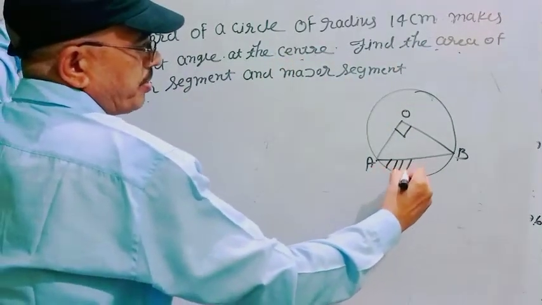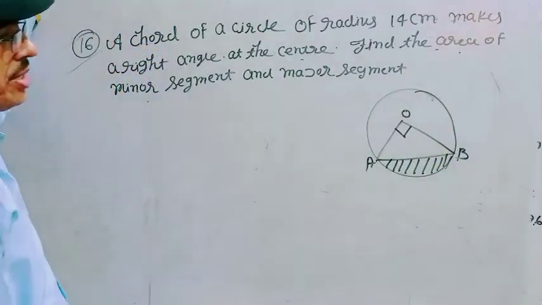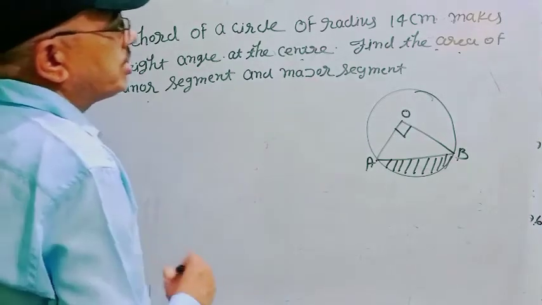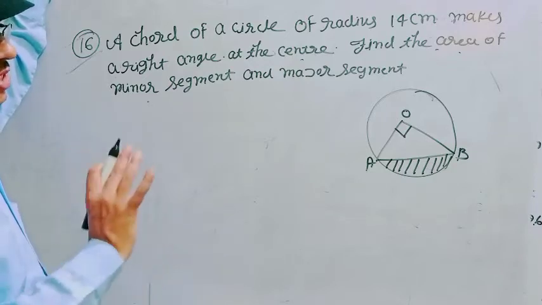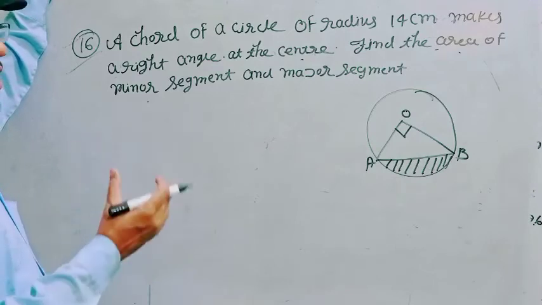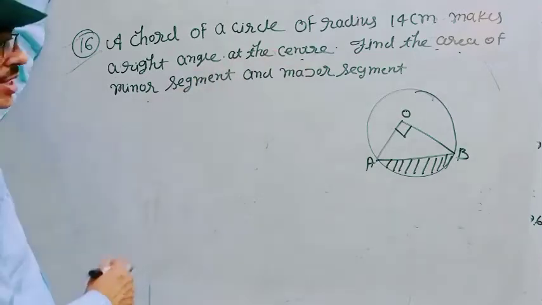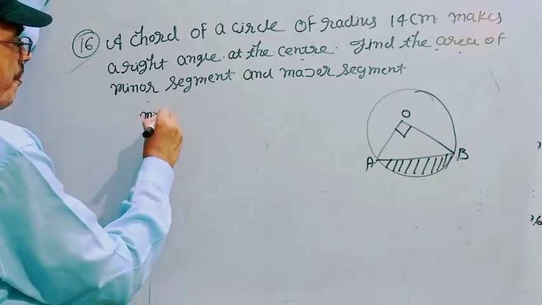It is the minor segment. And the remaining part of the circle is called the major segment. So dear student, your formula is only for minor segments. The major segment has no formula. So first you find the area of the minor segment, and then you subtract the area of the minor segment from the area of the circle, then you get the area of the major segment. So first I write the area of the minor segment.